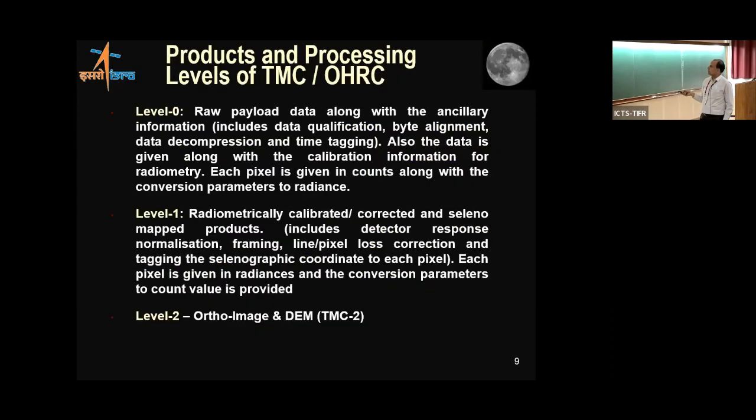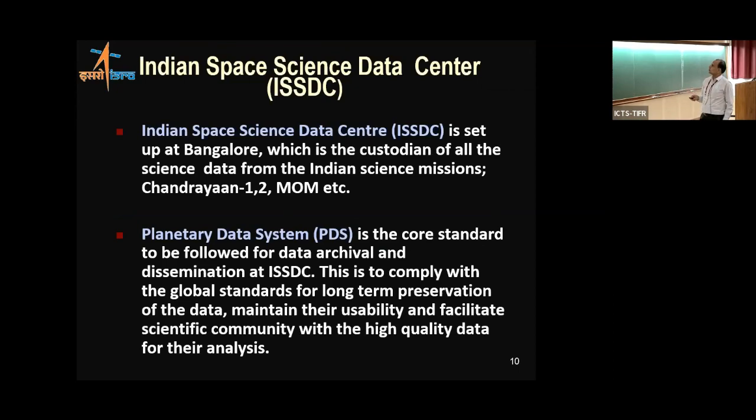This I already explained. All the data sets we are putting at the ISSDC. ISSDC is the custodian of all Chandrayaan-1, Chandrayaan-2, MOM, and whatever planetary missions of ISRO; all data sets are deposited there. And those archive products are in PDS format, and they can be disseminated from the ISSDC itself.